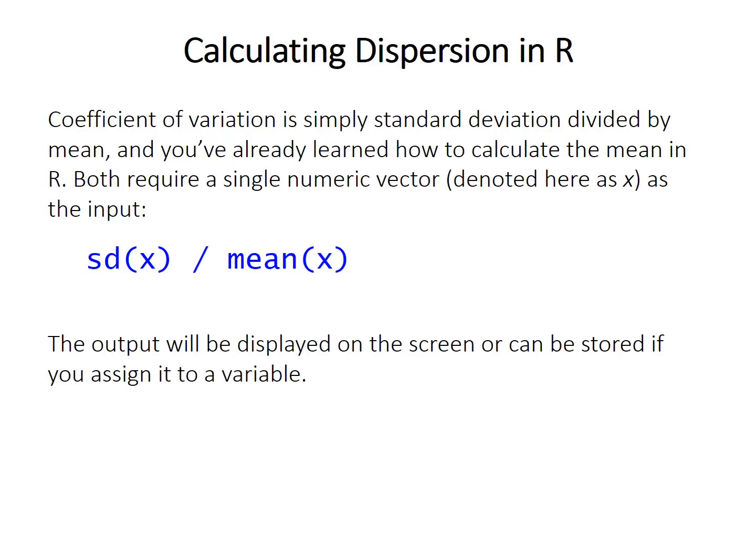I don't know of a built-in function to do coefficient of variation in the base version of R at least, but it's not really necessary. It's just standard deviation divided by mean. You know both those functions, so you can calculate it pretty easily. The output of this and any function will be displayed to the screen if you just type this, or you can assign it and store it as a variable.